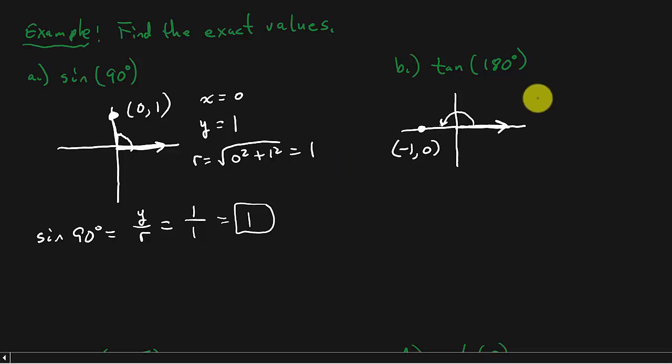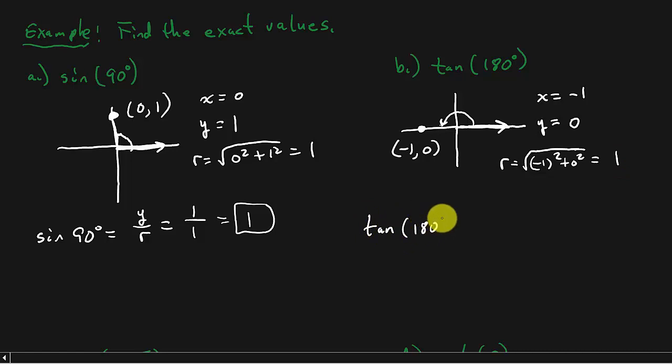So I've got x is equal to -1, y is equal to 0, and r is the square root of -1 squared plus 0 squared, which is 1. Now, tangent of 180, well, tangent is what? Y over x. And so y is 0, x is -1, and so that would give me 0.